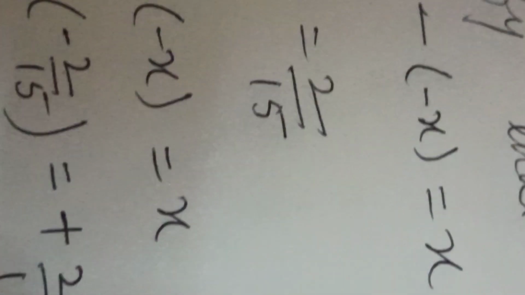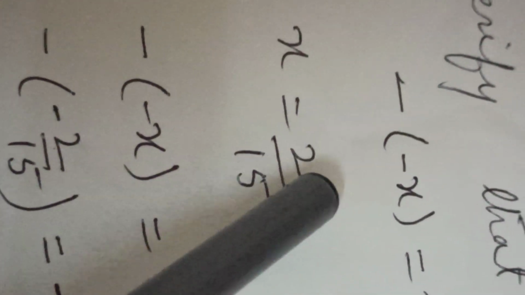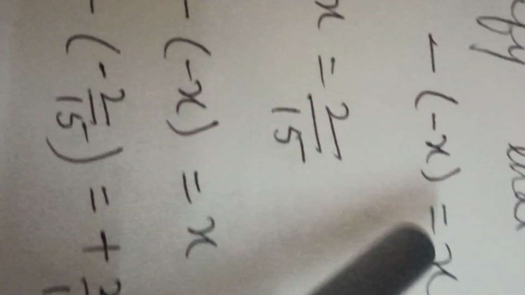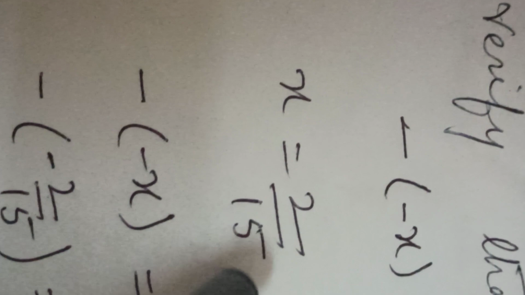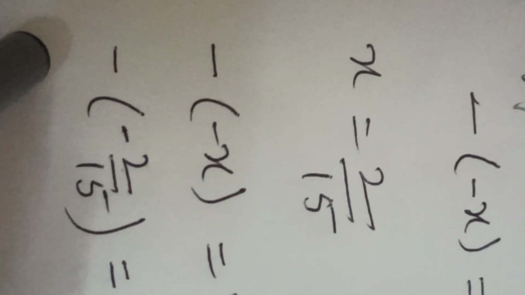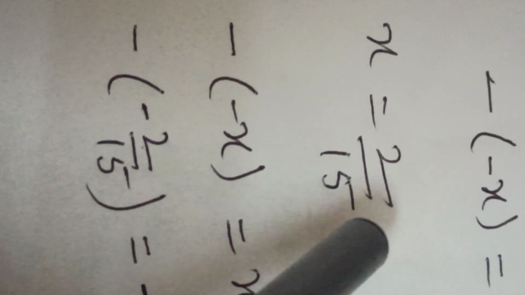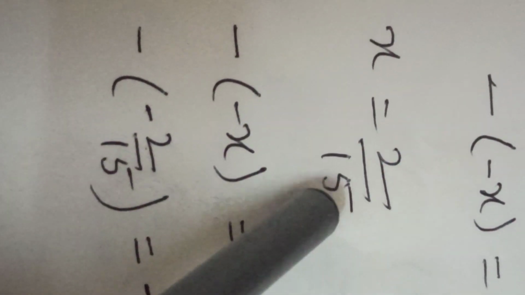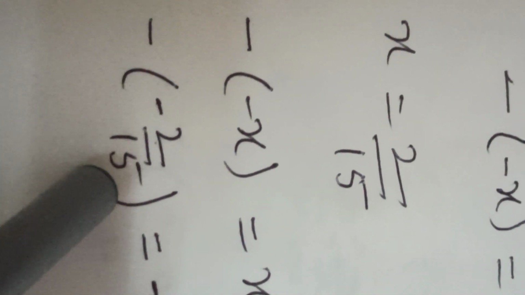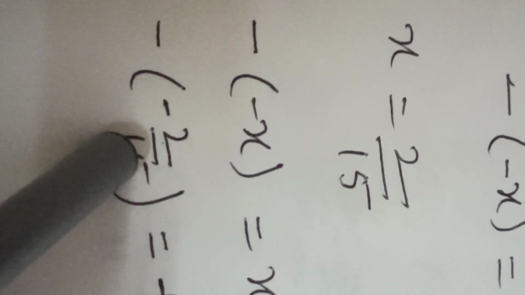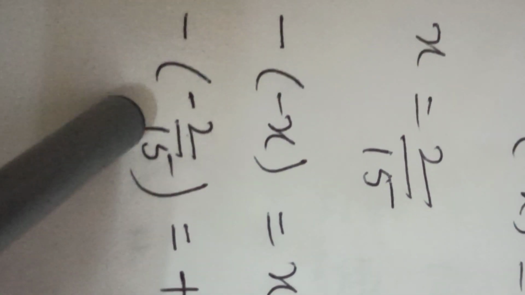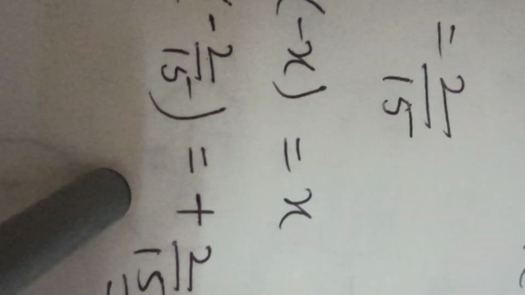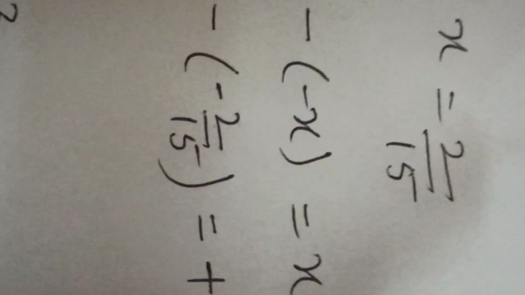Next, the 12th question is, verify that -(-x) equals x for x equals 2/15. So -(-x) equals x we have to prove. So the value of -x is -2/15, and the x value is 2/15. This is minus, already we kept here. Minus of minus is plus 2/15, that is equal to the x value, 2/15.